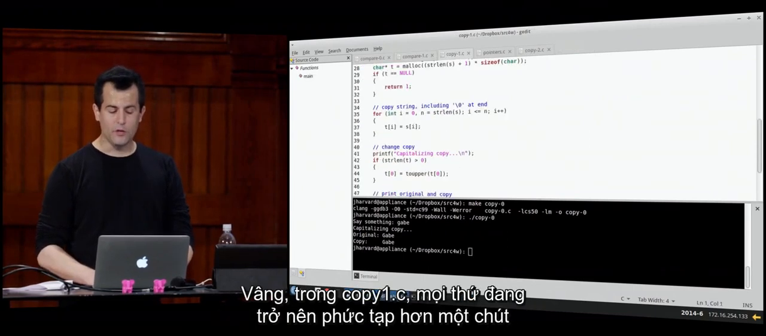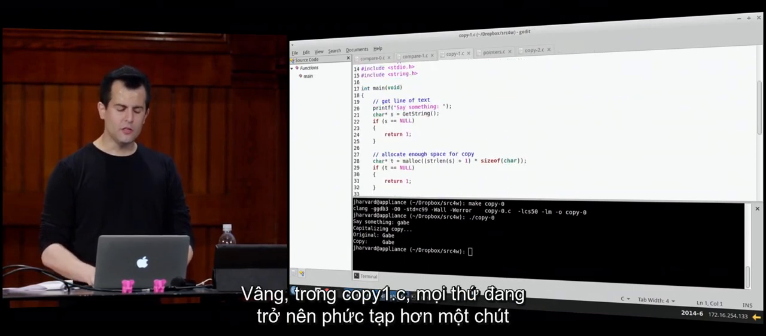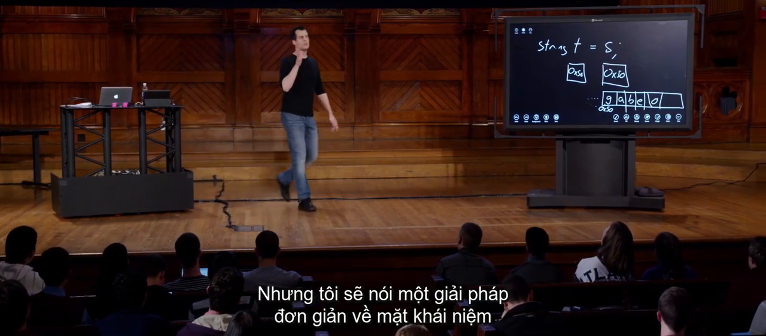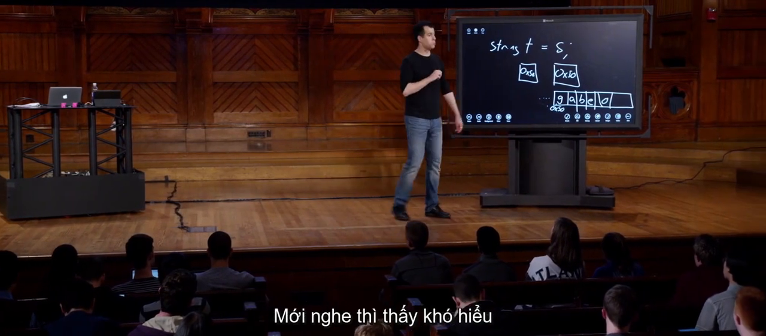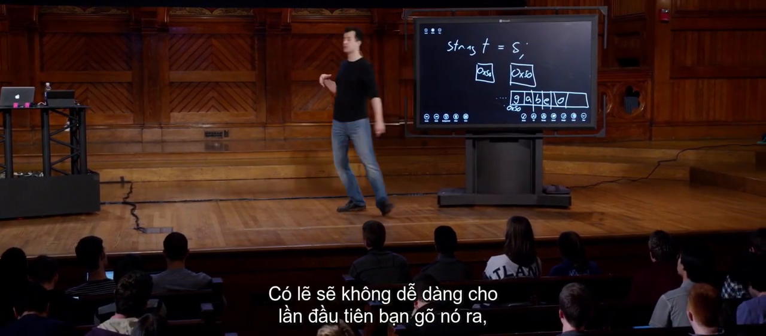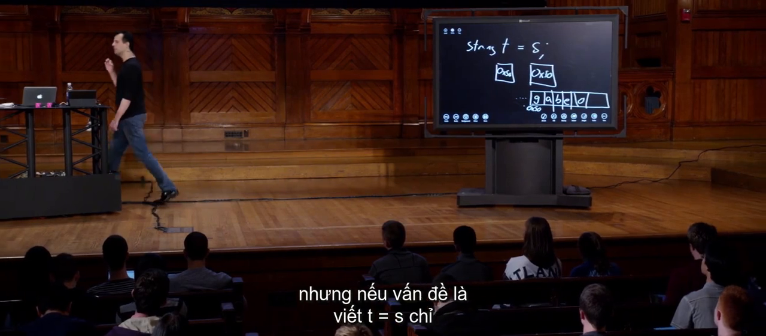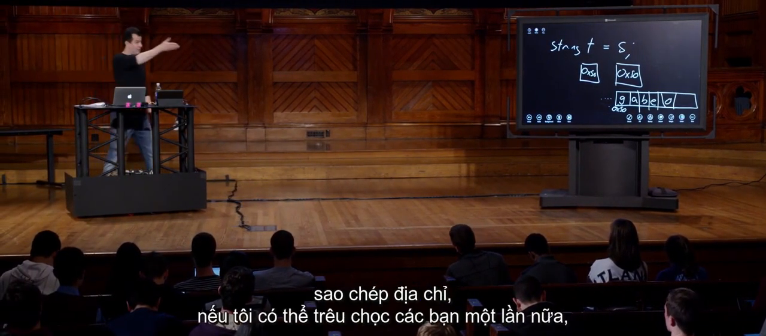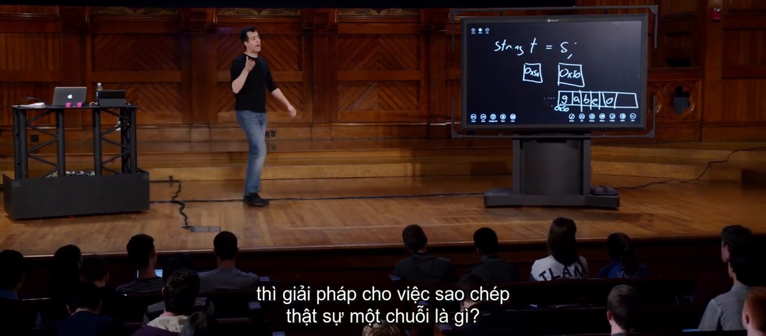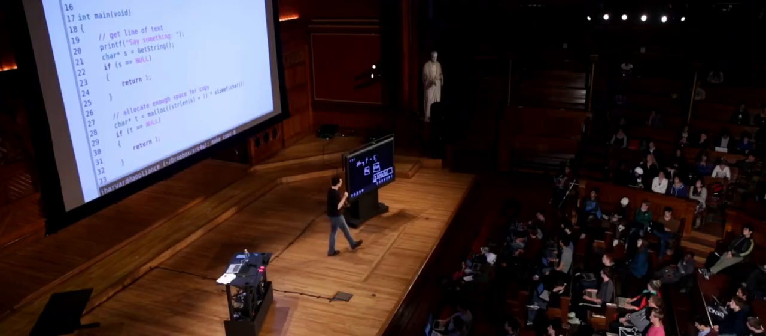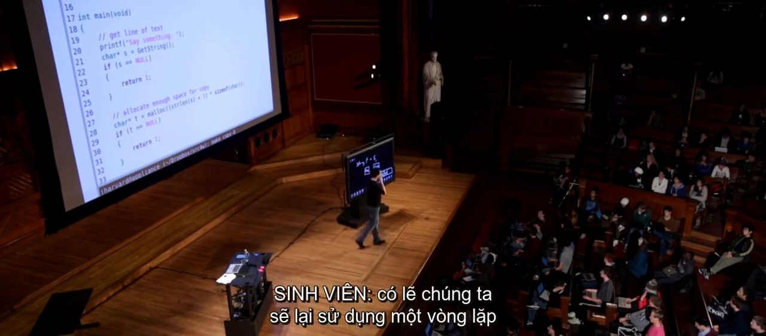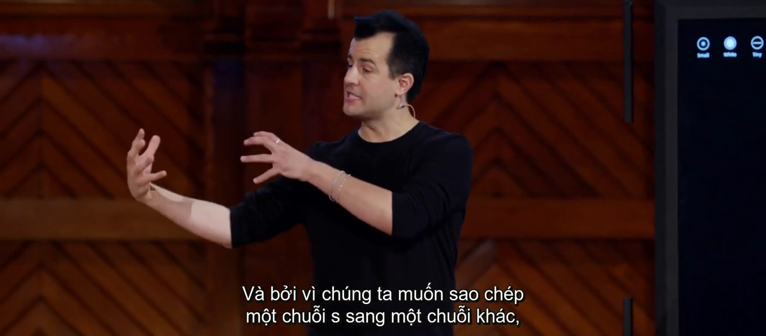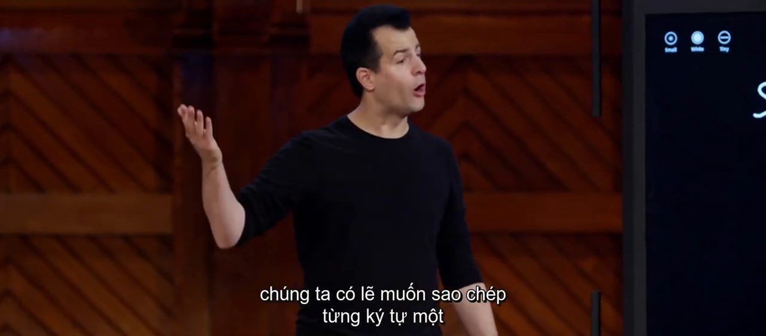Well, in copy1.c, things are going to get a little more complicated, but I would claim a conceptually simple solution. So hard to get at first glance, not going to be easy the first time you type it out, perhaps. But if the problem is that simply doing T equals S just copies the address, what, again, if I can pick on you, is going to be the solution for actually copying a string? Yeah, so we're going to need a loop again, because if we want to copy a string S into another string, we probably want to do it character by character.